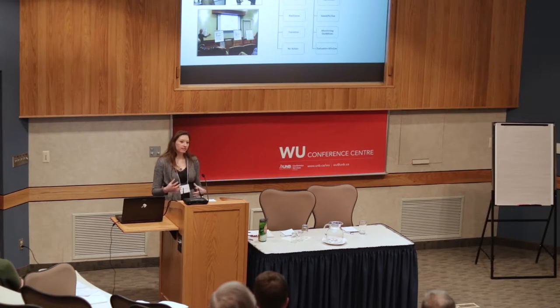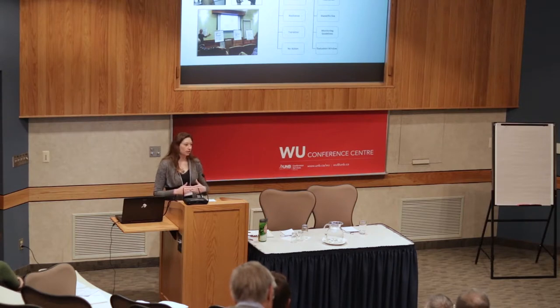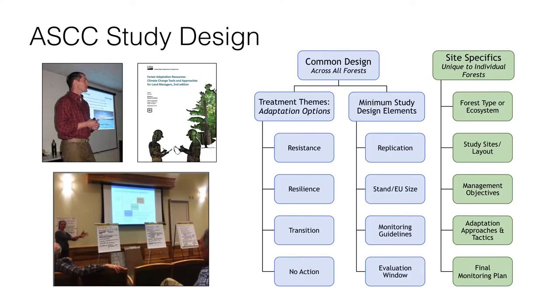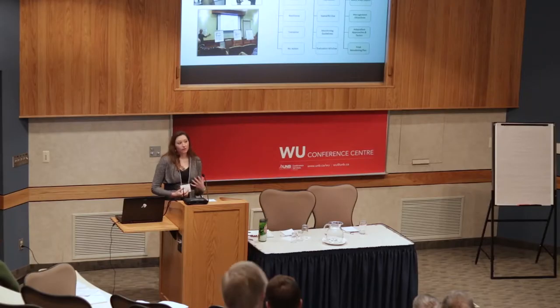And then we also have some monitoring guidelines that we'd like everyone to think about over both the short and the long term, and the evaluation window. So again, we're really working with sites that we needed people to think about capacity to do this into the future for the long term. So a lot of these sites have provided their own grant money, their own research dollars to help fund the implementation and to make sure that this is something that we can continue to look at and research into the future. And then, of course, we're dealing with local forest ecosystems. So there's some site-specific things that are unique to each individual forest. And so those are things like the forest type, or the ecosystem, the study sites, and the layout.